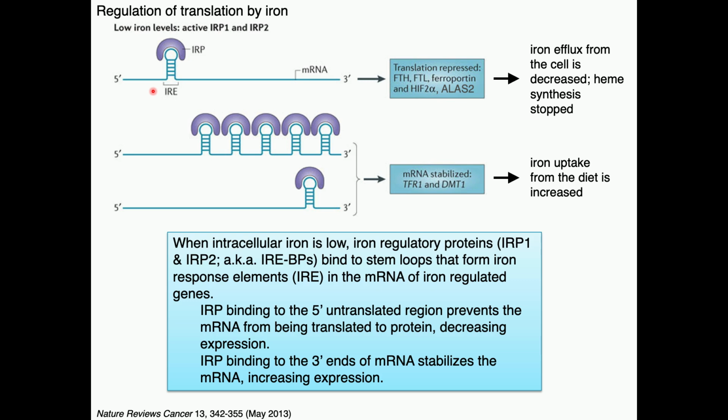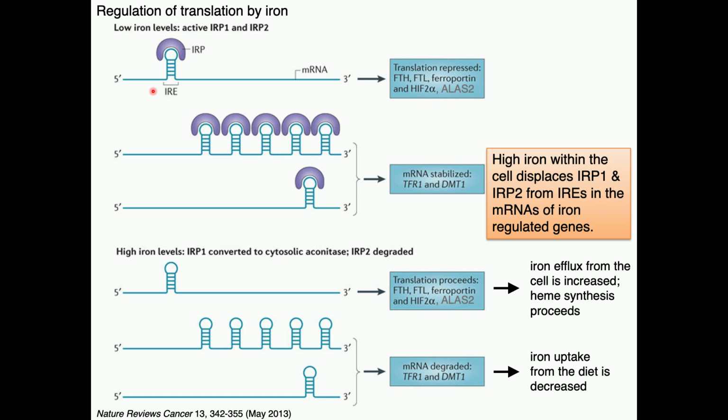Okay, so when we have conditions of high iron, the iron is binding to the iron regulatory proteins 1 and 2, and it causes them to be displaced, and then that whole regulatory system is reversed. So you get ribosomal access to the genes that had the 3' iron response elements, and then you get instability of the mRNAs for the genes that had the 5' iron response elements. Okay, so does that teleologically make sense?